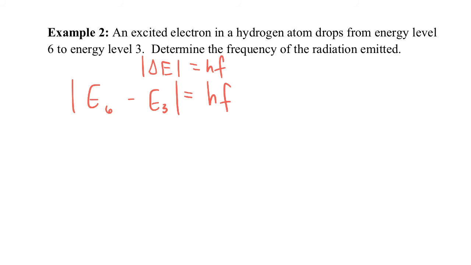But the problem here is that I don't know E6 or E3. I don't know H either. H is a constant. I don't know F either. So I need to calculate E3 and E6 first.